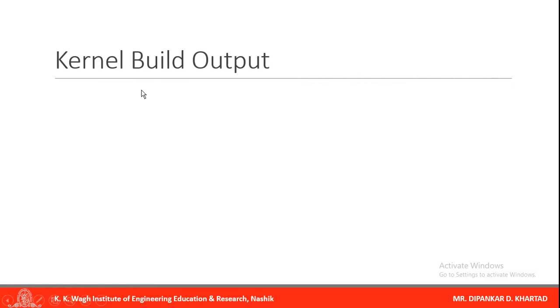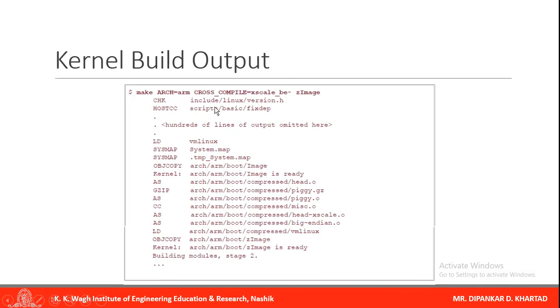Now let's talk about the kernel build output. These are some of the starting lines, and from LD to objcopy these are the ending lines of the Linux build output. Now concentrate on the LD line. We'll talk about this one in the next slide.